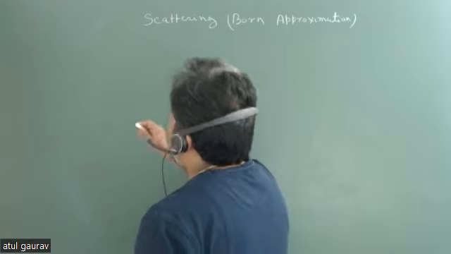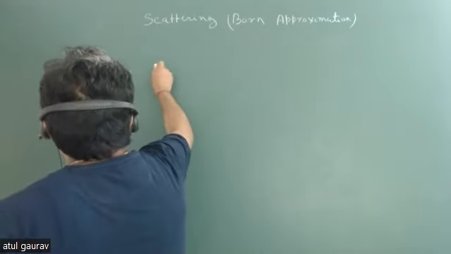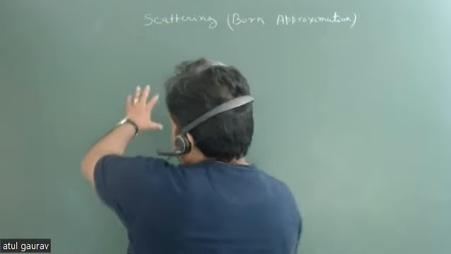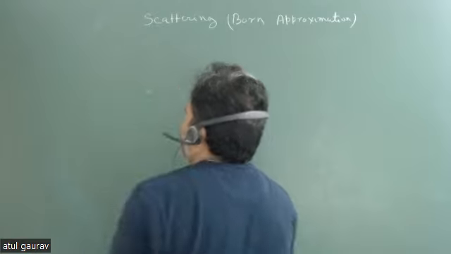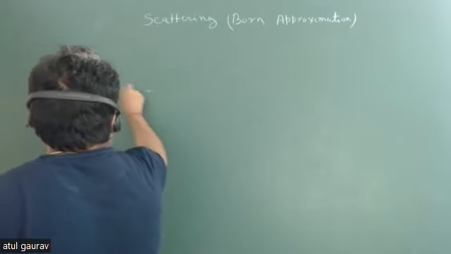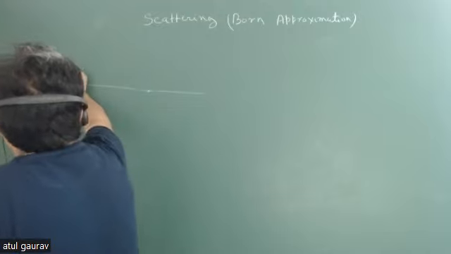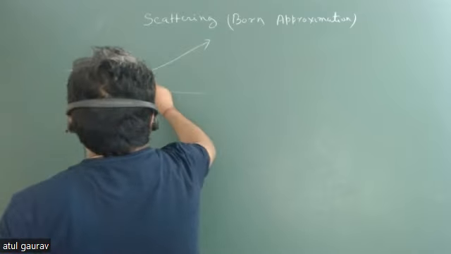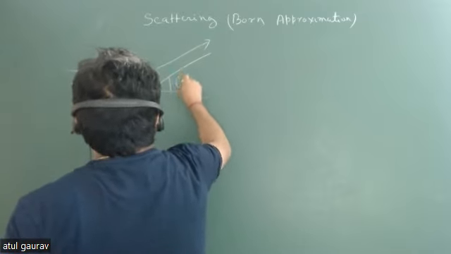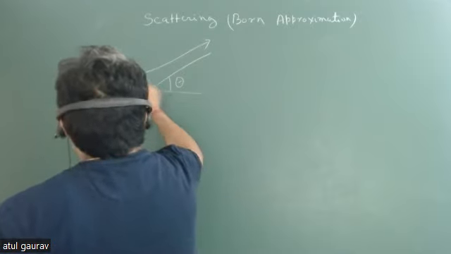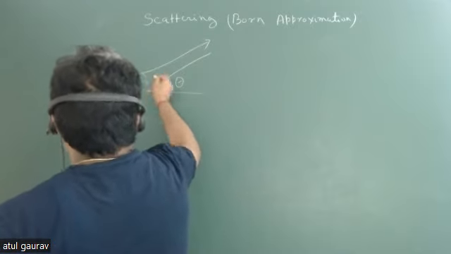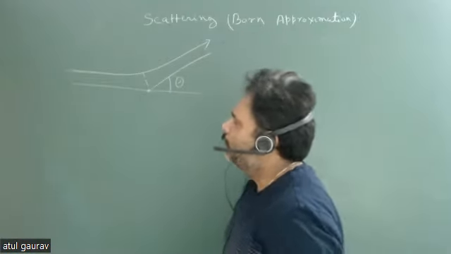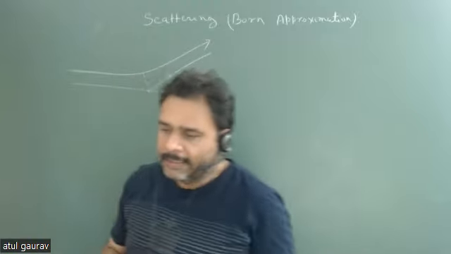What is this particular thing? We have some point of potential, some source of potential, and this is my initial line. A particle will come and go like this, and this angle is the scattering angle. Classically we can find this angle, but in quantum mechanics the thing is a little bit different, though the theory is exactly the same.